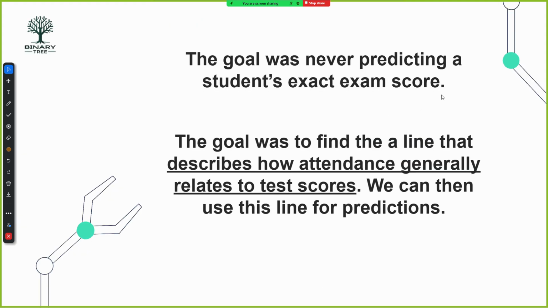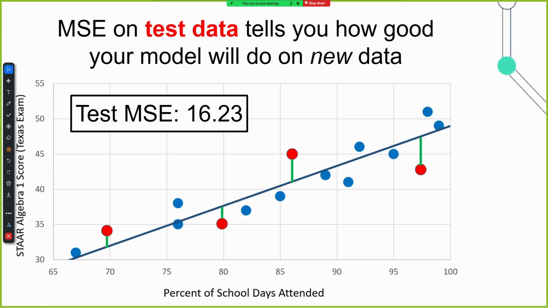So the goal wasn't just to predict the exact score, but it was to find a line that generally describes how attendance relates to test scores. So generally, this line will show that, okay, if a student attends more school, they'll generally be getting a better score on their test. That's pretty clear to see. So if someone spent only 70% of days in school versus 100, there should be a clear difference.